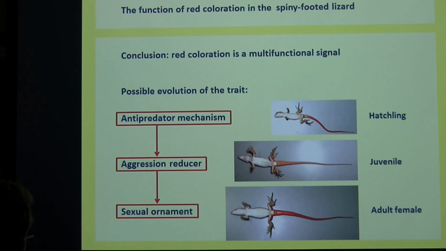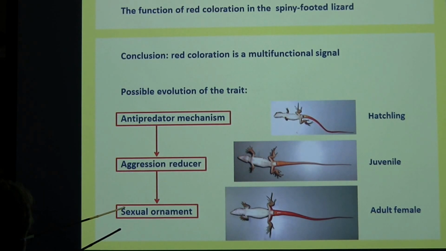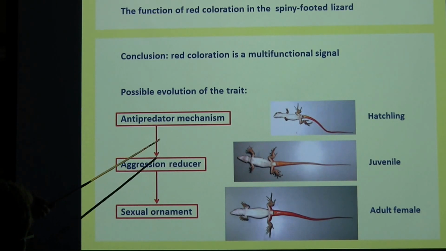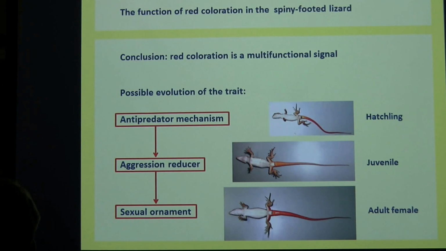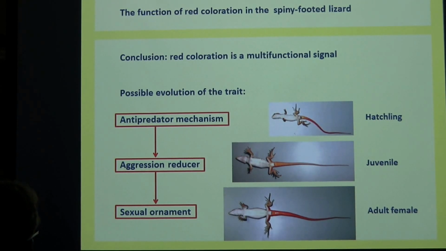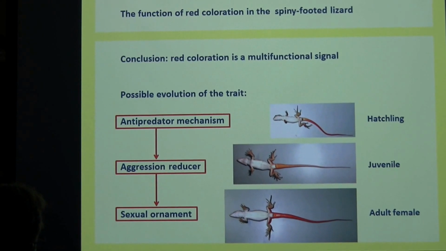The opposite direction in the evolutionary path, with red coloration appearing first in adult females and spreading to the other stages of development, we think is less probable because males chase and bite females when looking for copulations. So we don't think it's a good strategy for juveniles to imitate the coloration of a receptive female.